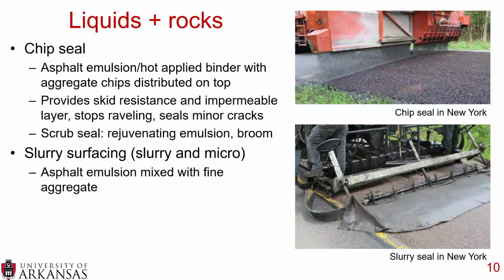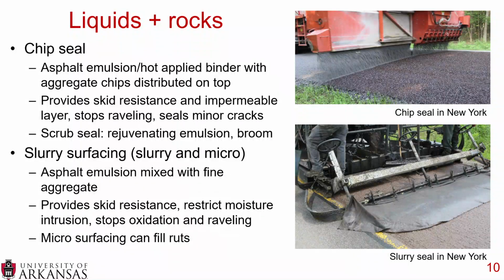Now, slurry surfacing, which is a combination of slurry seal and microsurfacing. This is asphalt emulsion mixed with a fine aggregate, and it provides skid resistance, it restricts moisture intrusion, and it stops oxidation and raveling.